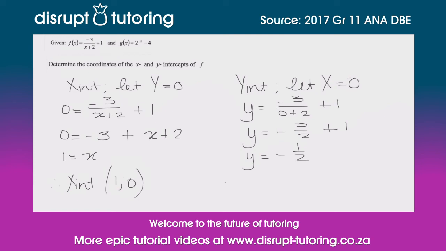And what does that mean? Therefore, our y-intercept in this particular case is going to be 0 and minus a half. And that will get you full marks for this question.